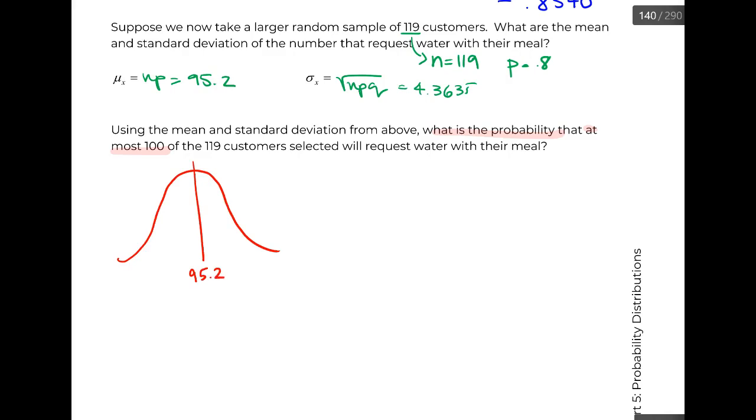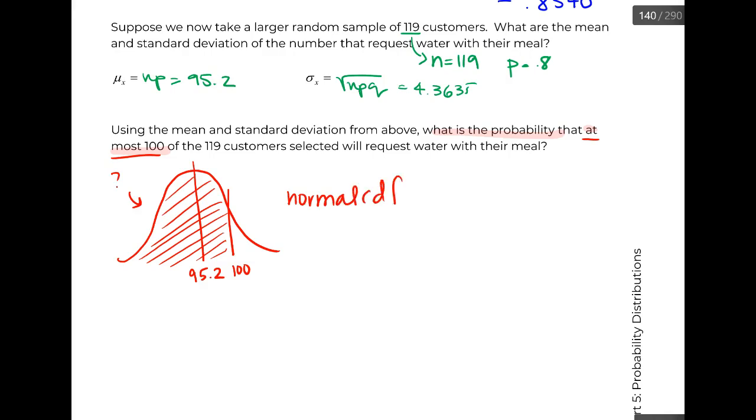So centered at 95.2, we want at most 100, and at most means that's the most it can possibly be, so we're shading the left side of this curve. And if we're finding the area under a normal curve, we're using normalCDF. Negative E99 because we shaded the left side, up to 100. 95.2 is the mean, standard deviation of 4.3635. All right, so that's your calculation.